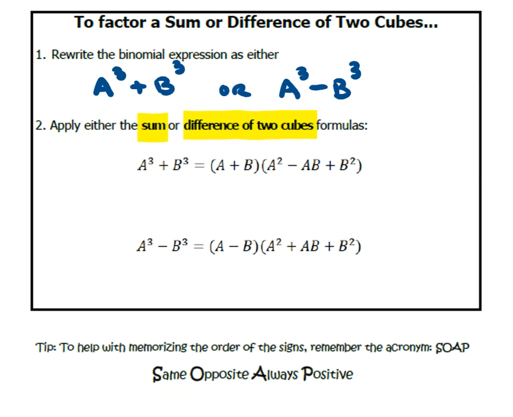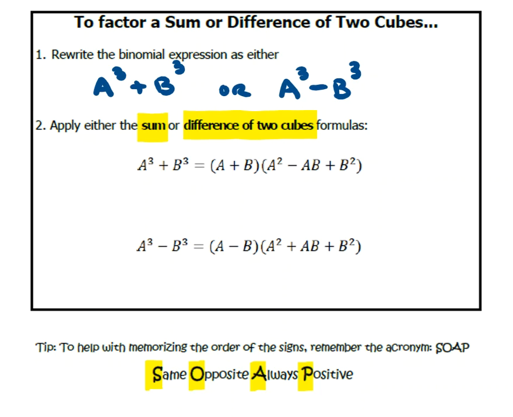Now that stands for the following. The S part of SOAP stands for same, meaning same sign. The O part of SOAP stands for opposite, or opposite sign. And then the AP part stands for a sign that is always positive in the formulas. Let me show you what I mean by that.